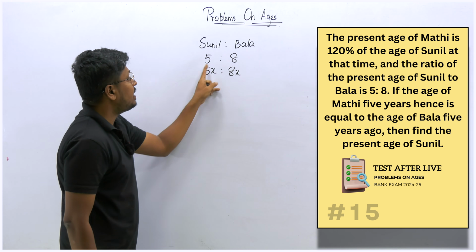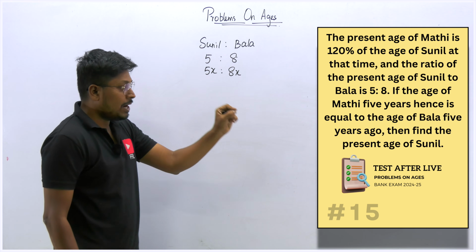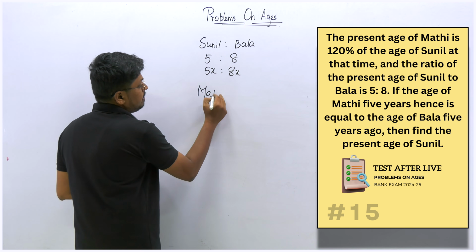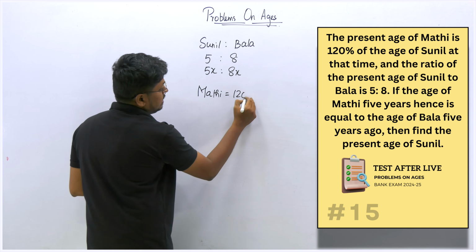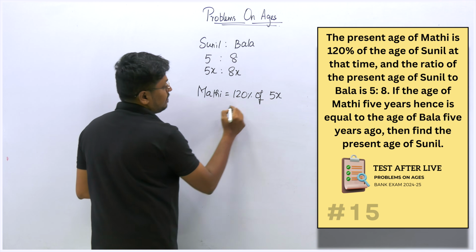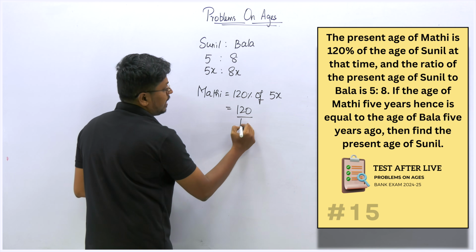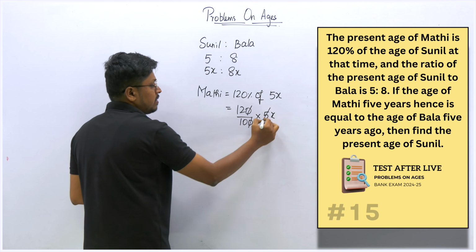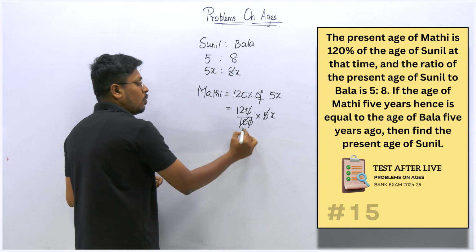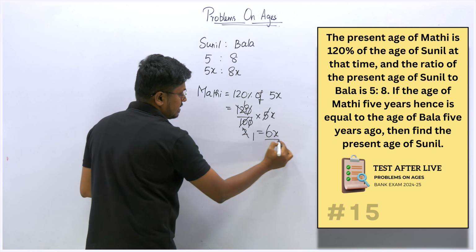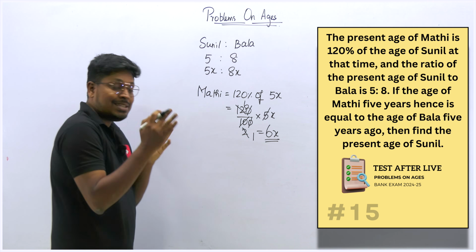So now Sunil's age is how much? 5x. So 120% of Sunil's age, which is Madi. So we can say Madi will be 120% of Sunil. Sunil's age is 5x. So we can write this as 120 by 100 into 5x. So we can cancel 0, 0. We can cancel 2 times. 1 2s are 2, 6 2s are 12. So Madi's age is how much? 6x. So finally we got all the 3 persons.